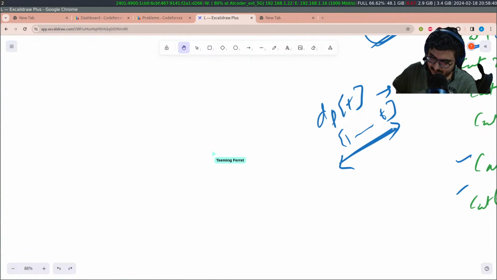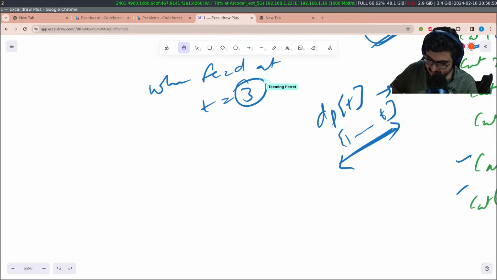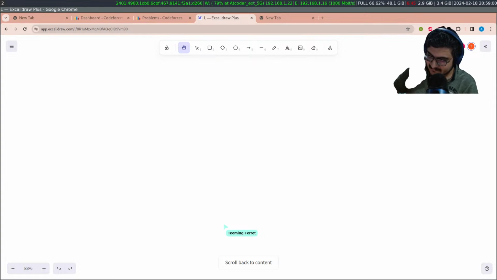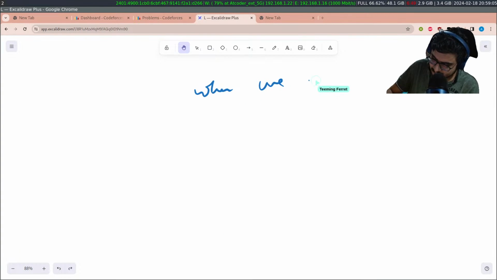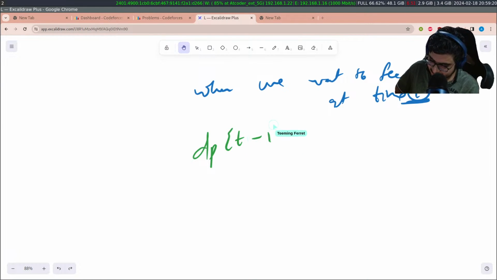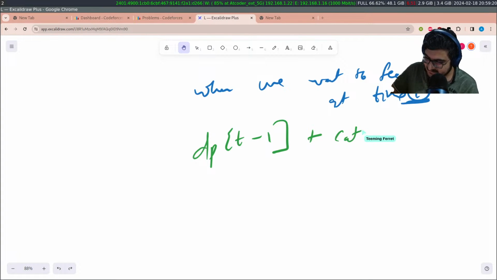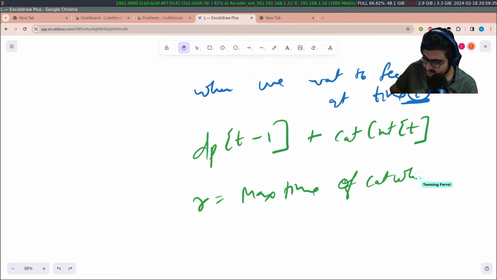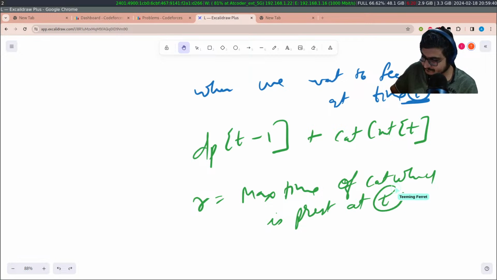So my idea was, when we are feeding at t equal to 4, we look at what is the maximum answer we can get up till time 3. Whenever we want to feed, we should look at the maximum number of cats we have fed until time t minus 1. Then we should also count the cats which are in the room at time t. And we should also find one r, which is the max leaving time of a cat which is present at time t.